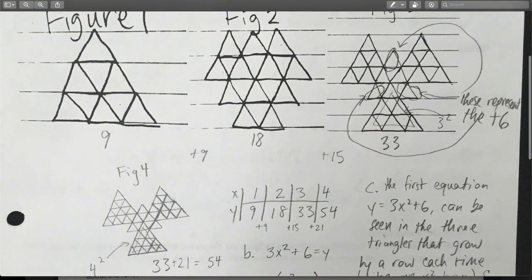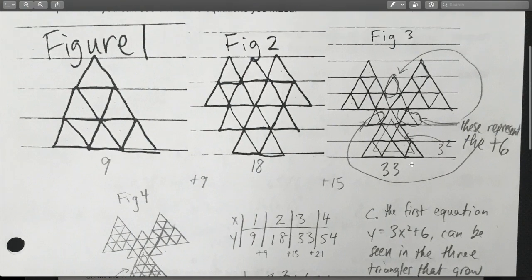Again, when you're trying to figure out the equation, generally speaking, it makes the most sense to look at the largest figure number and see how the various parts of it relate to the figure number.